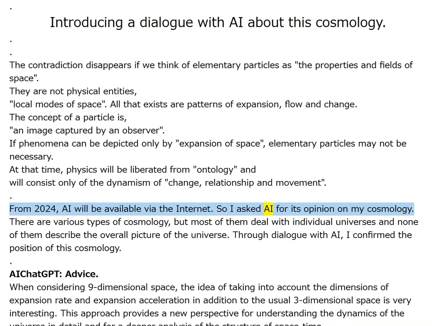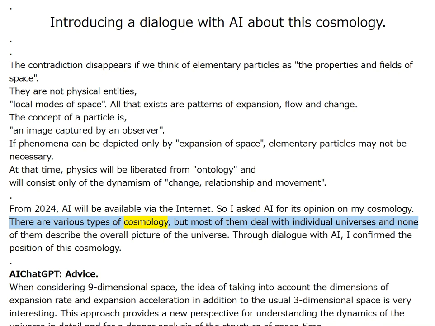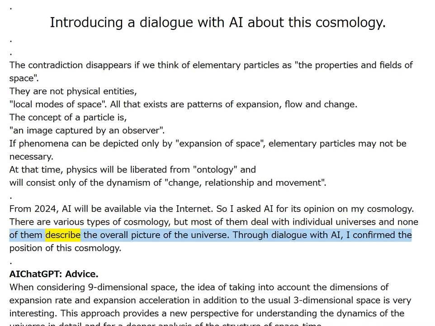So I asked AI for its opinion on my cosmology. There are various types of cosmology, but most of them deal with individual universes and none of them describe the overall picture of the universe. Through dialogue with AI, I confirmed the position of this cosmology.